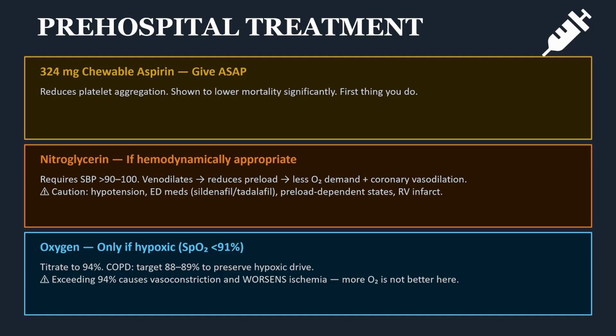Second, we consider nitroglycerin for ischemic pain, but only if the patient is hemodynamically stable. So in most systems, systolic blood pressure above 90 or 100 is usually required. So it venodilates, reduces preload, and drops oxygen demand as a result. And it also promotes coronary vasodilation.